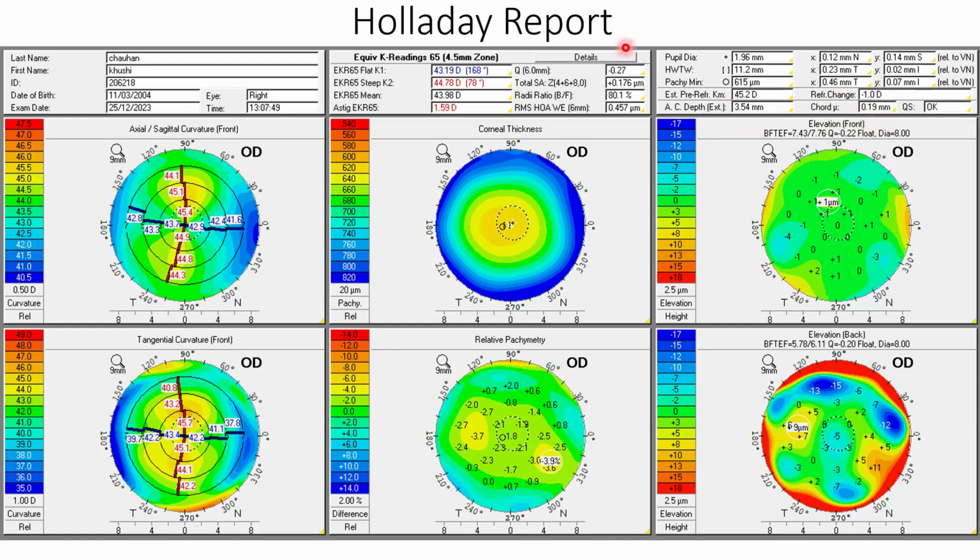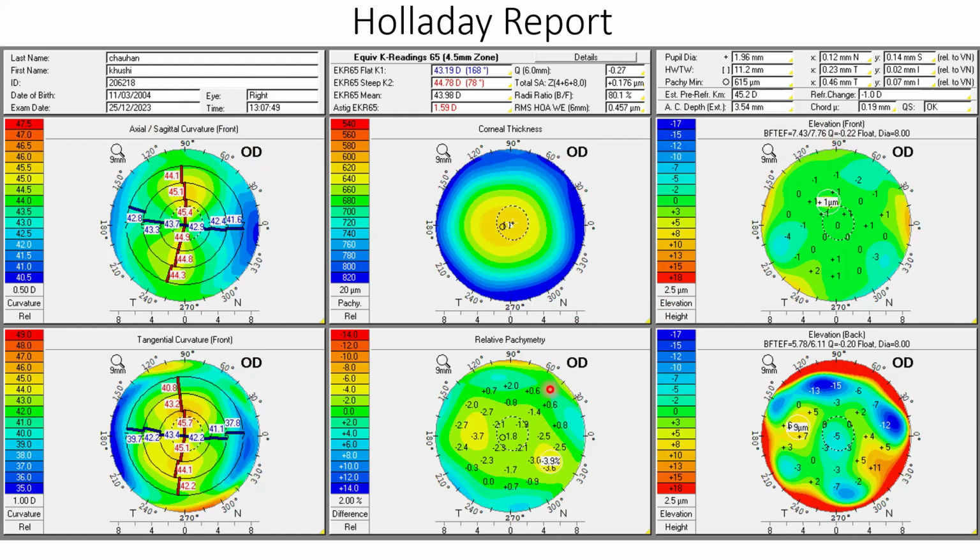So coming to the maps, this is the front curvature of the cornea. This is the tangential curvature of the cornea, the corneal thickness, relative pachymetry, the front elevation, and the back elevation.